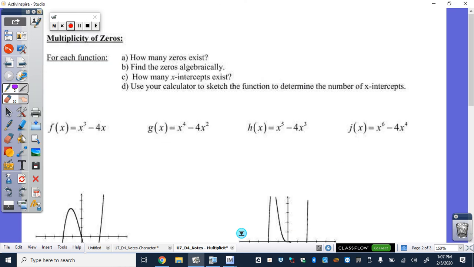So let's take a look at multiplicity of zeros and what ends up happening on our graphs there. So looking at f of x, first thing they want us to determine is how many zeros exist. So looking at your equation of f of x, how many zeros should we have? 3.